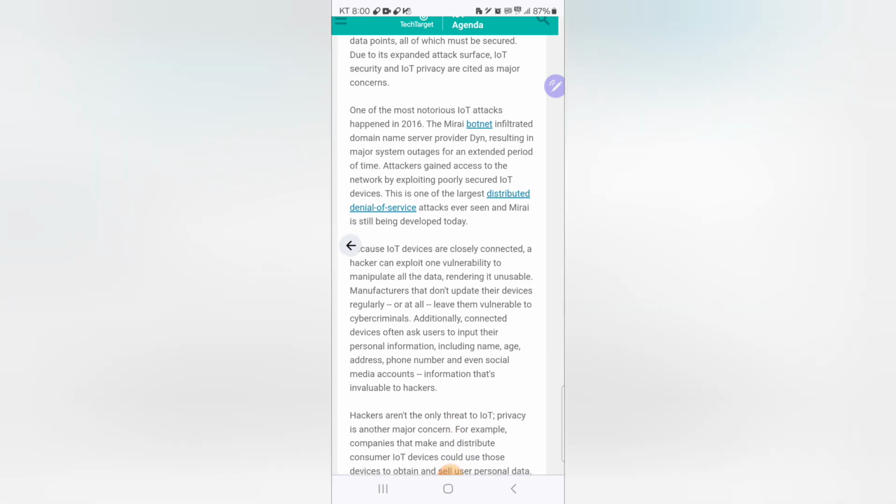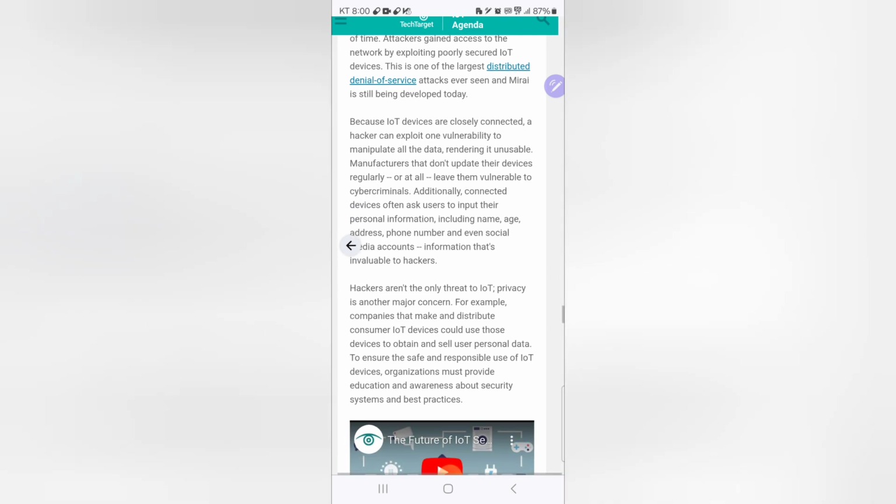One of the most notorious IoT attacks happened in 2016. The Mirai botnet infiltrated the domain name server provider Dyn, resulting in major system outages for an extended period of time. The attackers gained access to the network by exploiting poorly secured IoT devices. This is one of the largest distributed denial of service attacks ever seen, and Mirai is still being developed today.